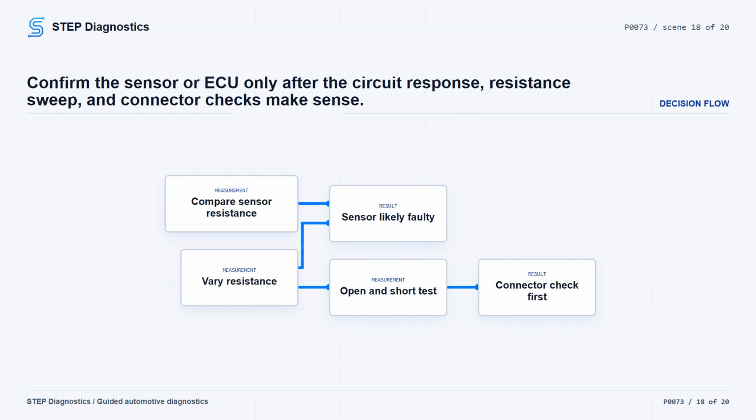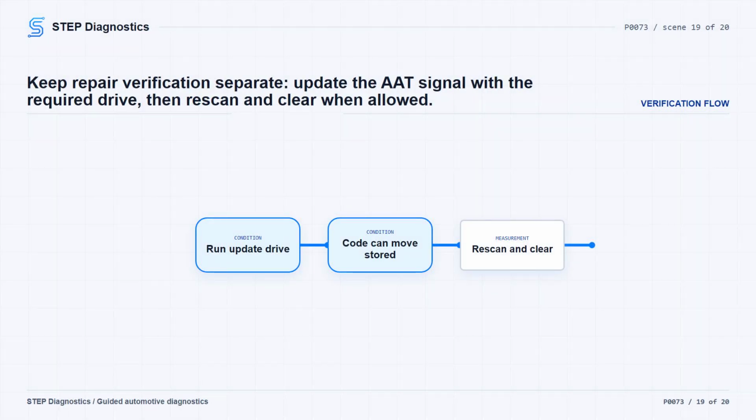Before condemning an ECU, carefully check all connectors in the circuit path for water intrusion, spread terminals, pushed-out terminals, burnt terminals, or corrosion. The temperature sensor is individually serviceable, so if the sensor fails the resistance check, replace the sensor itself and not a larger assembly. Keep verification separate from the testing.